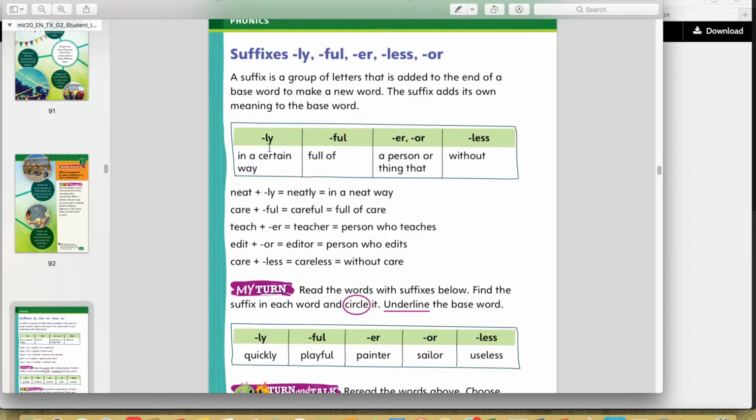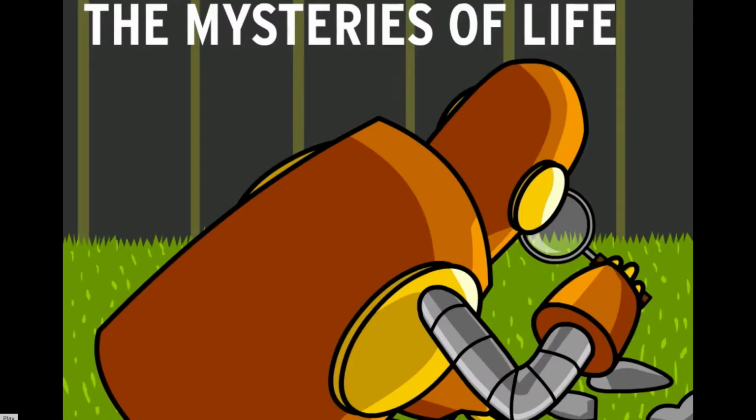So these are some of the suffixes. We have ly, which means in a certain way. Full, which means full of. Or, which means a person or a thing. And less, which means without. All right, so we are going to watch a Brain Pop on prefixes and suffixes.